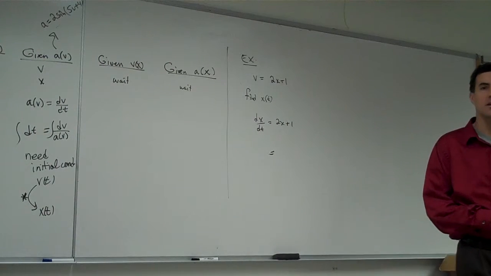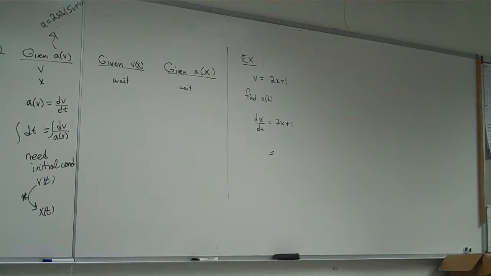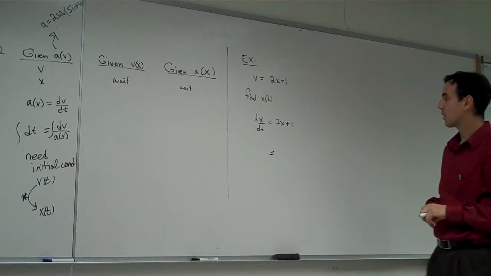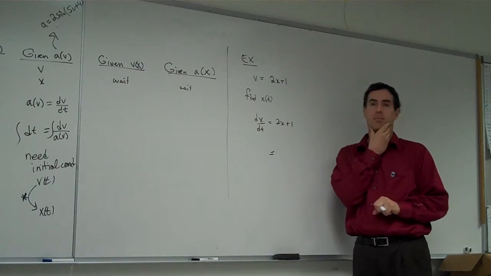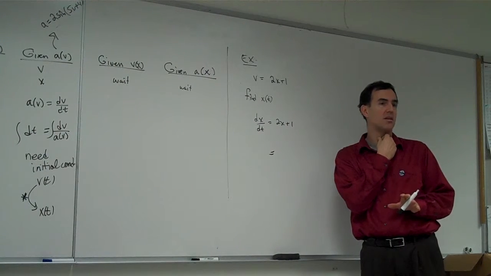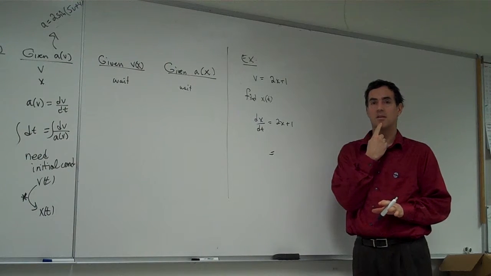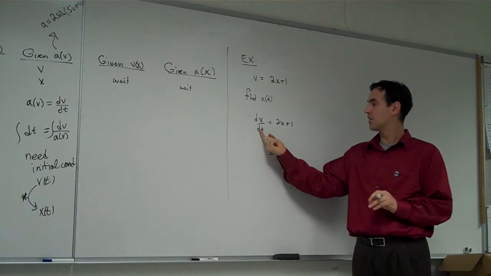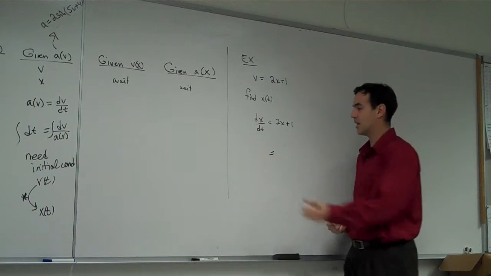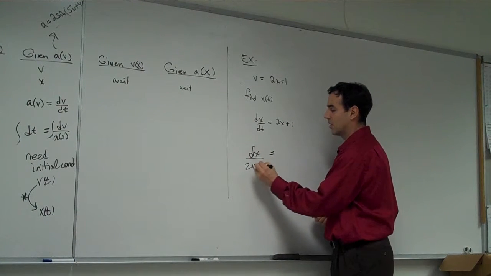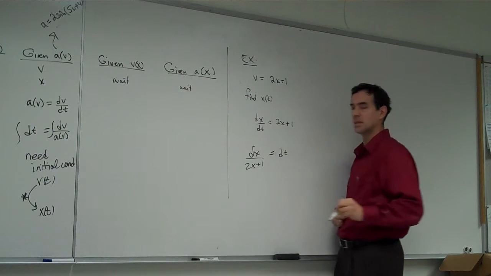What should I do next? Anybody? Separate. Edgardo? Separate. Okay, so how would I go about separating this? What should I do to each side? Multiply each side by dt and divide each side by 2x plus 1. Good. Okay, so we'll bring the dt over here, 2x plus 1 down over there. So dx over 2x plus 1 equals dt.